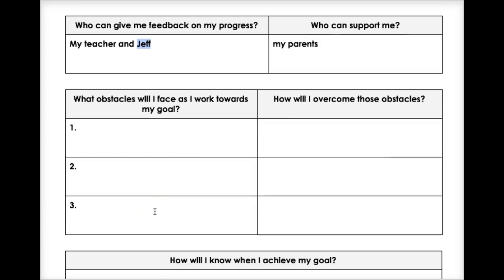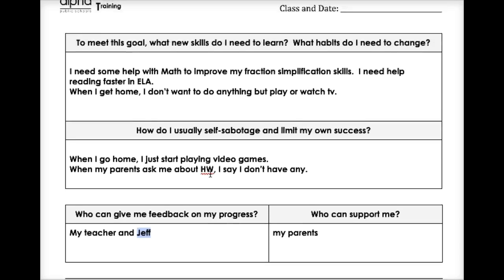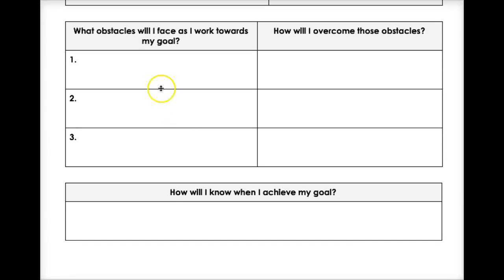Now we're finally at the meat of the action plan, right? We came up with all these other things to think about and to consider, so that really this part should be pretty easy because you're just going to pull from some of the things you already wrote. So we're going to look at 3 different obstacles I'm going to face as I work towards my goal.